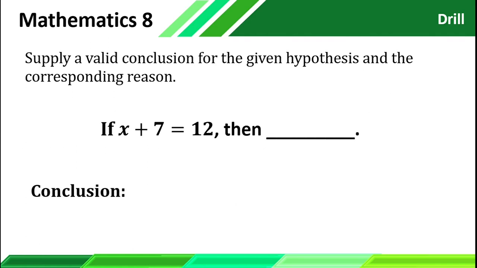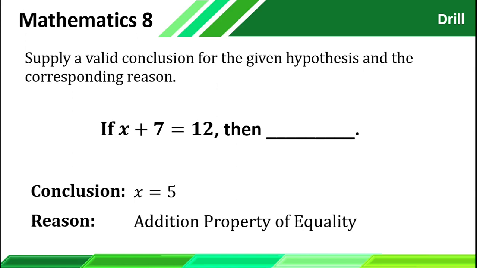Next, if x plus 7 is equal to 12, then x is equal to 5. How do we get 5? We use the addition property of equality by subtracting 7 on both sides.